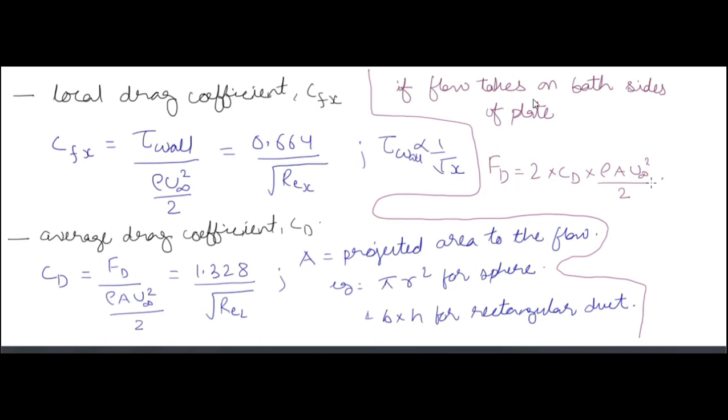So whether the flow is happening in between two plates, in that case FD is equal to 2 into CD rho A u square by 2, or if you keep a plate in between the fluid, in that case also FD is equal to 2 into CD rho A u square by 2.